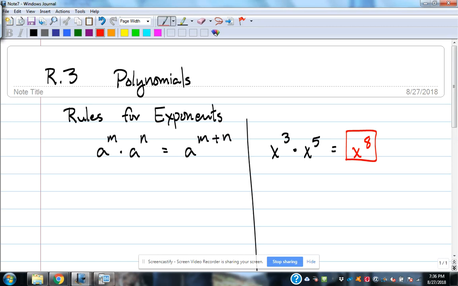What that is, that's called the product rule. It doesn't matter if you know the names of the rules. Just know how they work. Okay? It doesn't matter if you know the names. Just know how they work. So if I'm multiplying and the bases are the same, add the exponents. Okay.